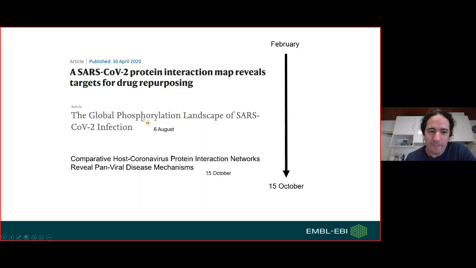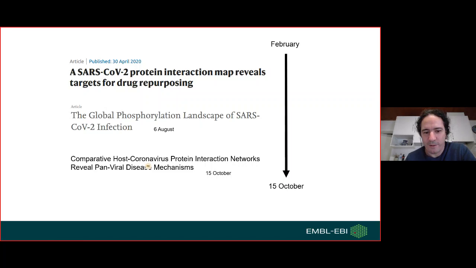And the most recent project was comparing the protein interactions between the virus and the host for three different coronaviruses. And all of these, of course, rely on mass spectrometry. We ourselves don't do the mass spectrometry. The mass spectrometry was all done at UCSF by Nevin Krogan's lab.